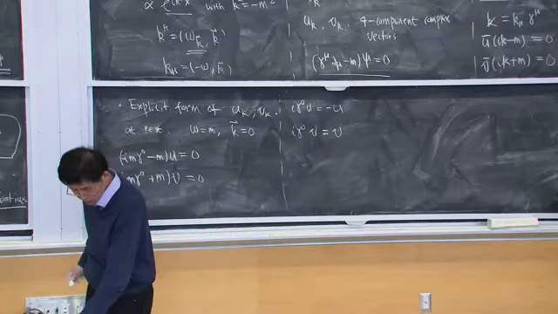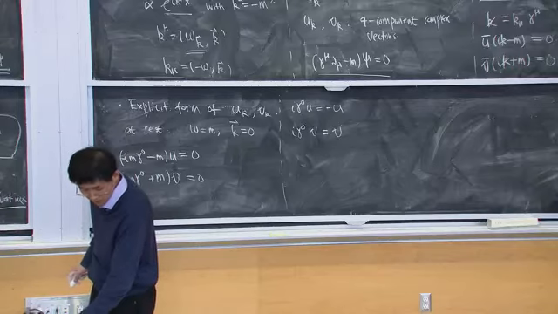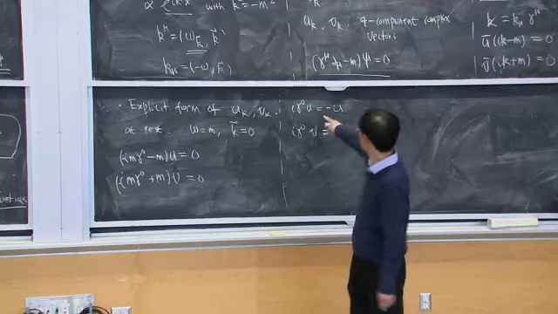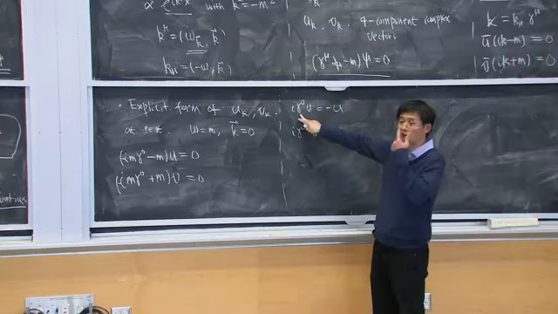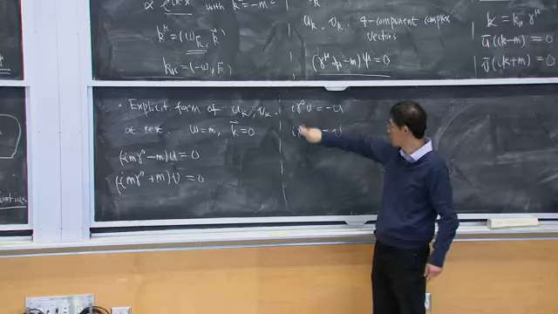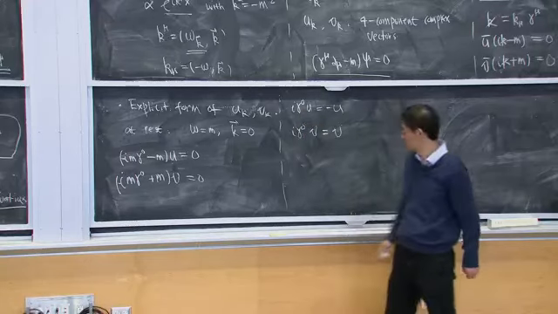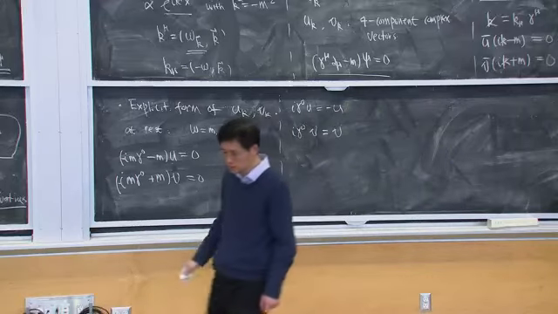So this just tells you that u and v are essentially the eigenvectors of gamma^0. They are just eigenvectors of gamma^0. Now let's write them explicitly.